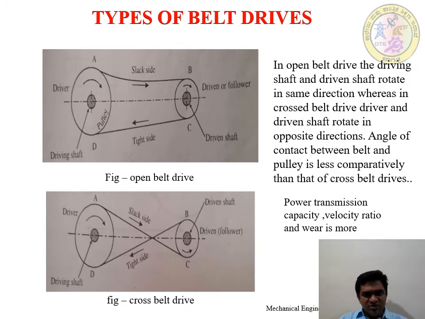As the center distance between the two shafts is larger in open belt drive than in cross belt drive, there is a problem of belt whip. There will be a problem of belt slippage in case of open belt drive, whereas in cross belt drive there are no belt whip problems.